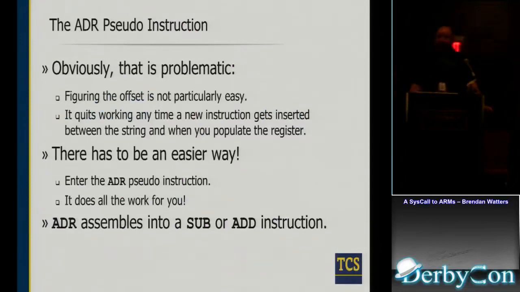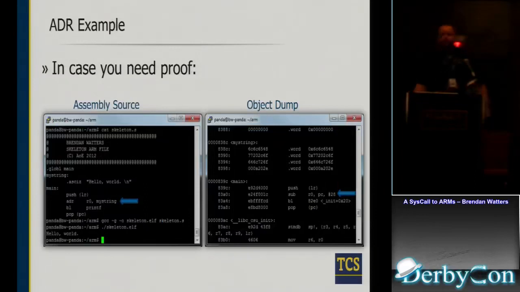Because the next thing we're going to talk about is the ADR pseudo instruction. It's called a pseudo instruction because at the time it actually gets assembled, it becomes a sub instruction, or an add, depending on what you want to do. Here you can see it's the exact same source, except instead of the sub, I use ADR. And I just said move the address of my string into R0. If you look over at the object dump of what's going on, that's assembled into a sub instruction. It's all done for you.